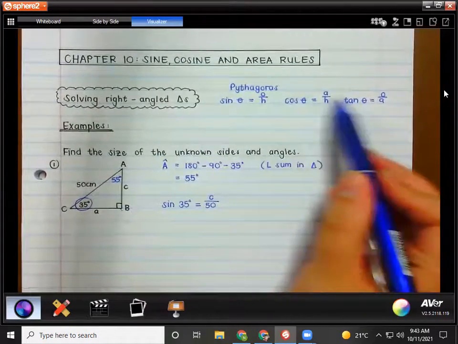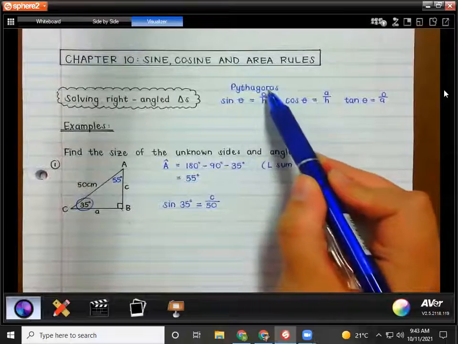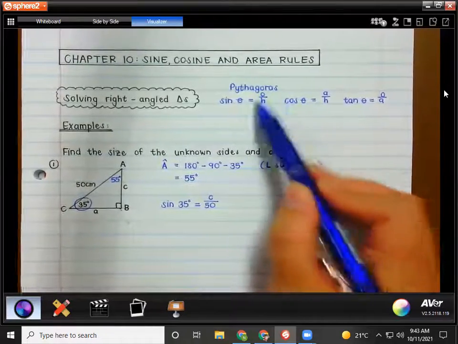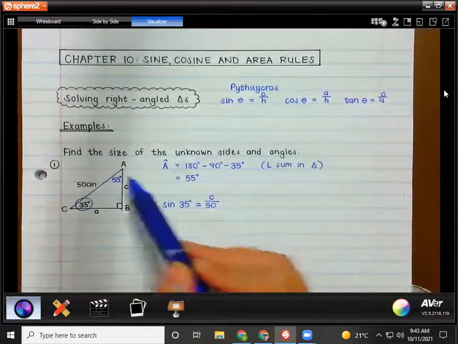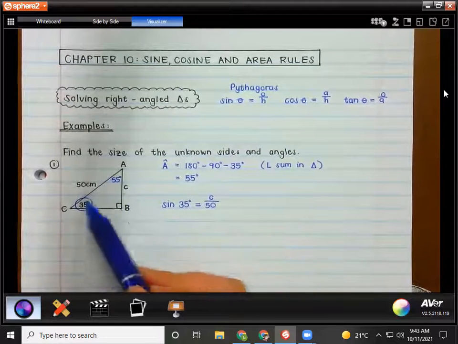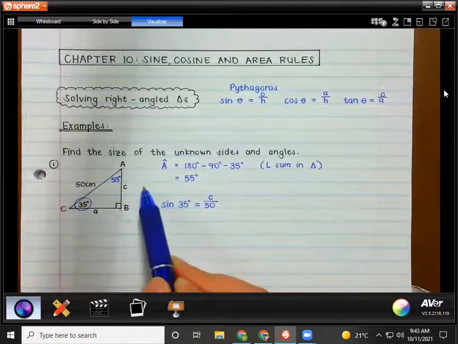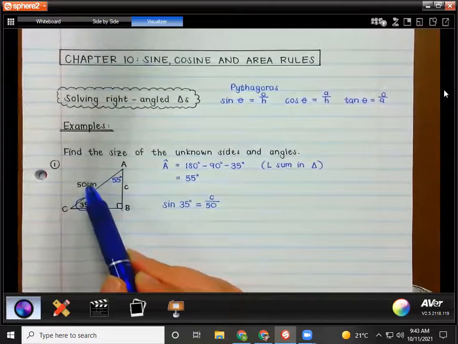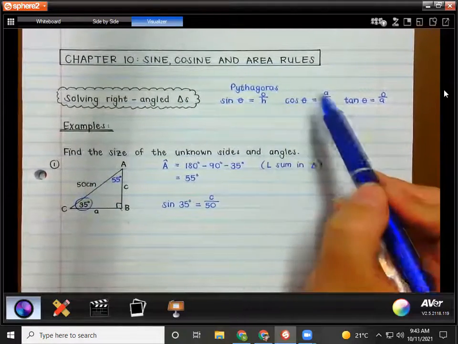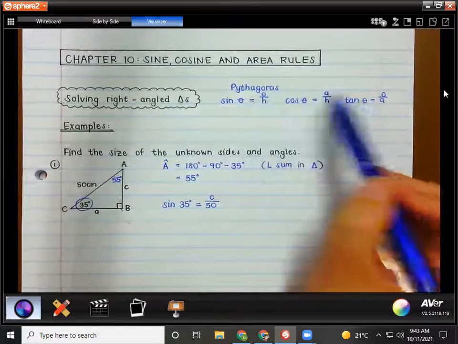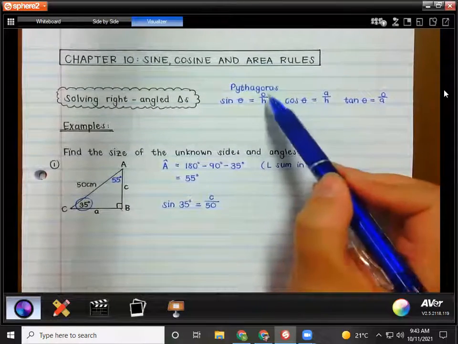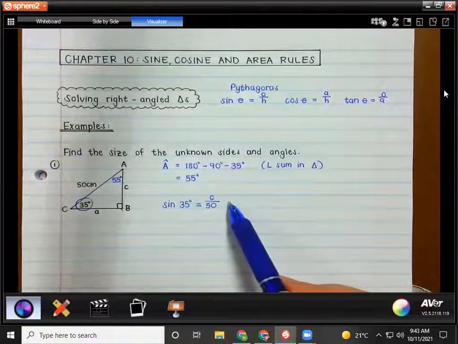Okay, for these trig ratios, you always need an angle, and then you have to have two sides. One of the two sides is the one that we're trying to find. So you need to look at your angle. The one that we're trying to find is the opposite side. The side that we have is the hypotenuse. So then you look at your three trig ratios. Which one works with opposite and hypotenuse? Sine. So that is the one that you're going to use.